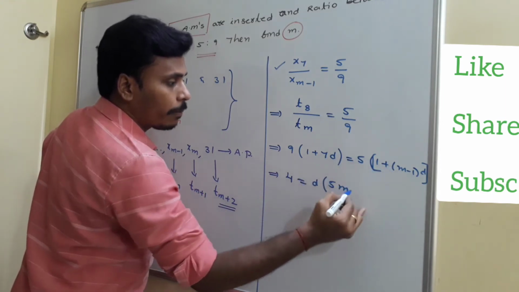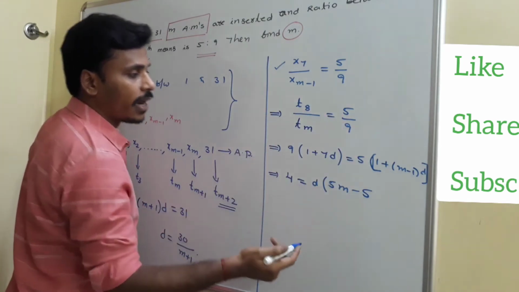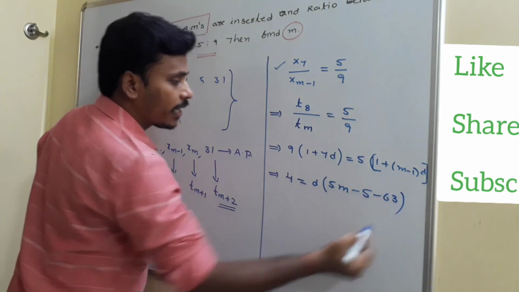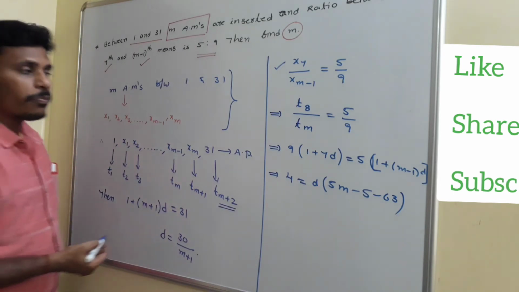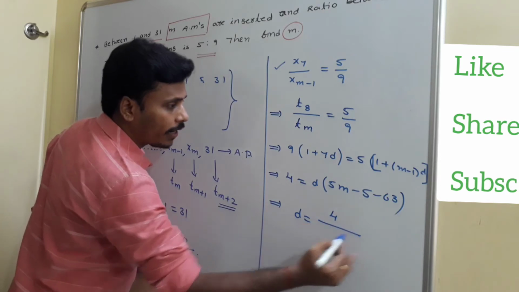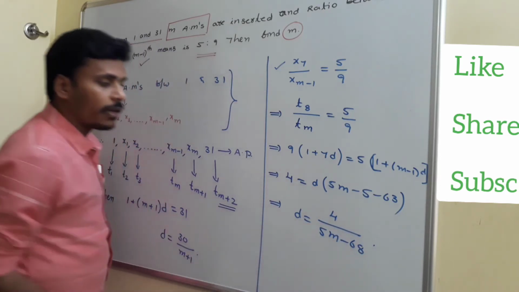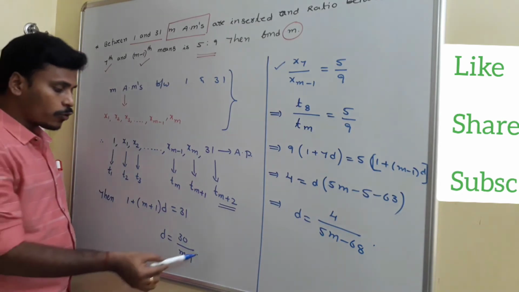5m minus 5, and you need to send this 9 sevens, 63, also that side. It becomes minus 63. And from there again you have that d. d is equal to 4 divided by 5m minus 68. Is it right? And at the end I have two values for d.